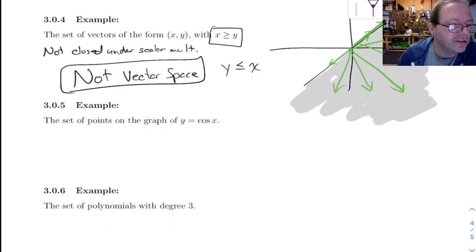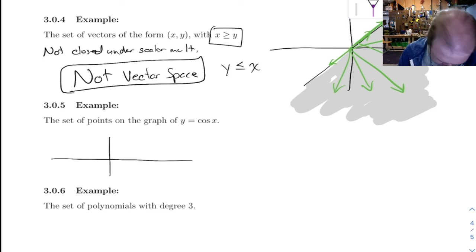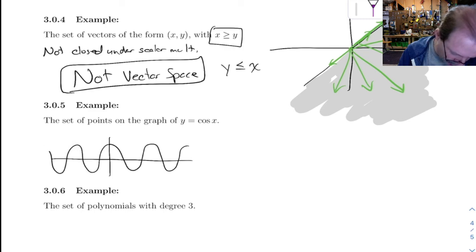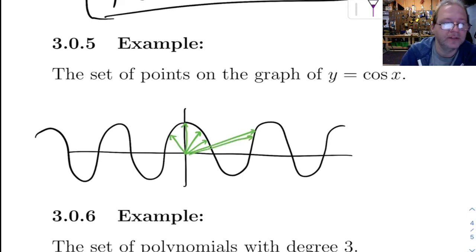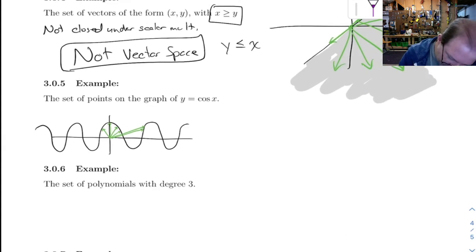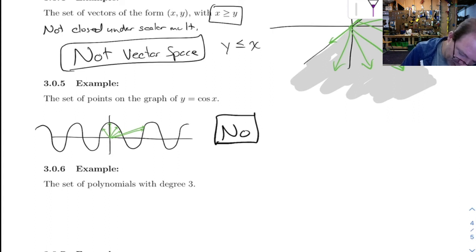All right, what about this next one? The set of points on the graph y equals cosine x. So cosine x looks like this. If we're thinking of these in terms of vectors, it would be little arrows that point from the origin to all of these things. It's much more convenient just to look at the points instead of drawing all these arrows. But is this a vector space? This one we can answer very quickly and say, no, this is not a vector space. And that's because it doesn't contain the origin.